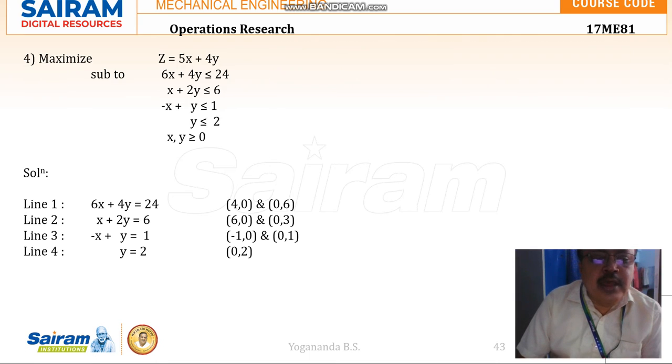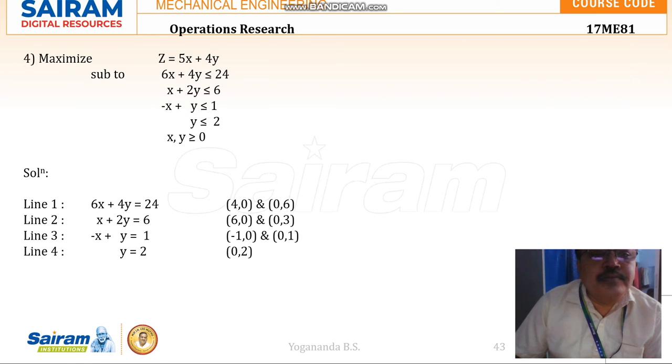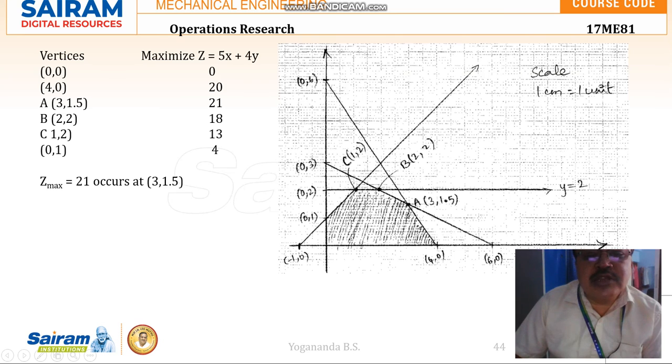Then the last point 0, 2 on y-axis. I am drawing a horizontal line. So 4 lines are obtained now. The constraints are all having less than or equal to. So I have to restrict my area satisfying all the 4 constraints.